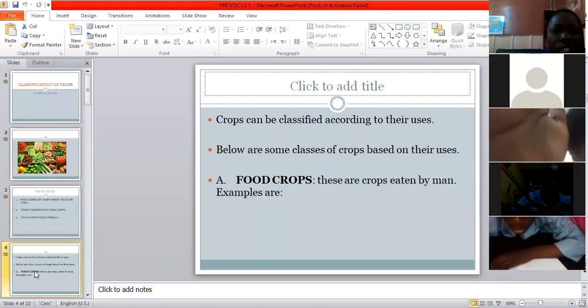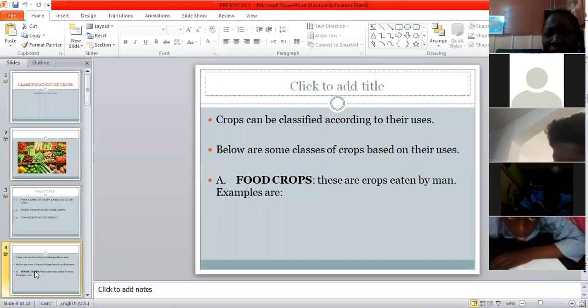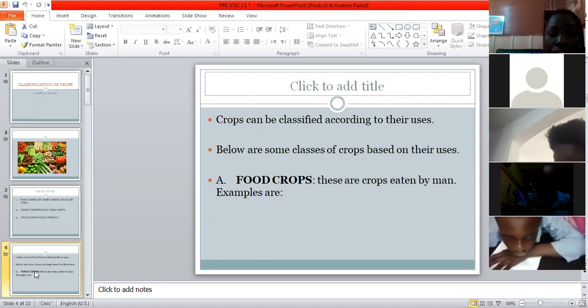Classification of crops based on their uses. There are so many classes of crops. We have up to 8 classes of crops. The first one here is called the food crops. Food crops. Food are what we feed on. Food are things we consume to sustain us.